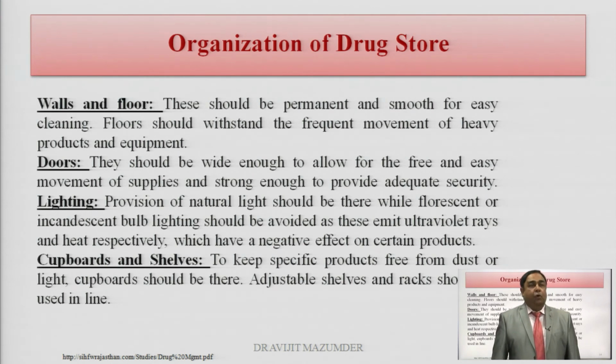Now, the walls and floor should be permanent and smooth for easy cleaning. The floor should withstand the frequent movement of heavy products and equipment. The door should be wide enough to allow the customers to move inside. The door should also be wide enough, so that whenever items are coming from the various warehouses, they have easy entry. Provision of natural light should be there, while fluorescent or incandescent bulb lighting should be avoided, as these emit ultraviolet rays and heat, which have a negative effect on certain products.